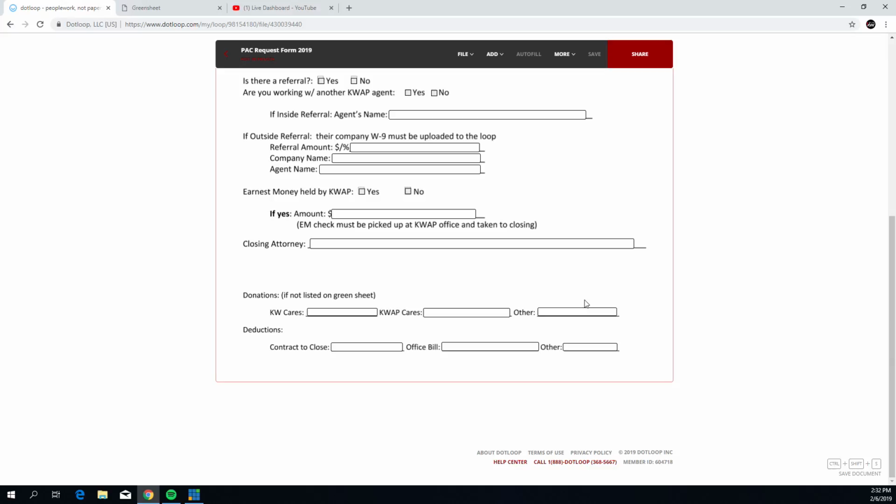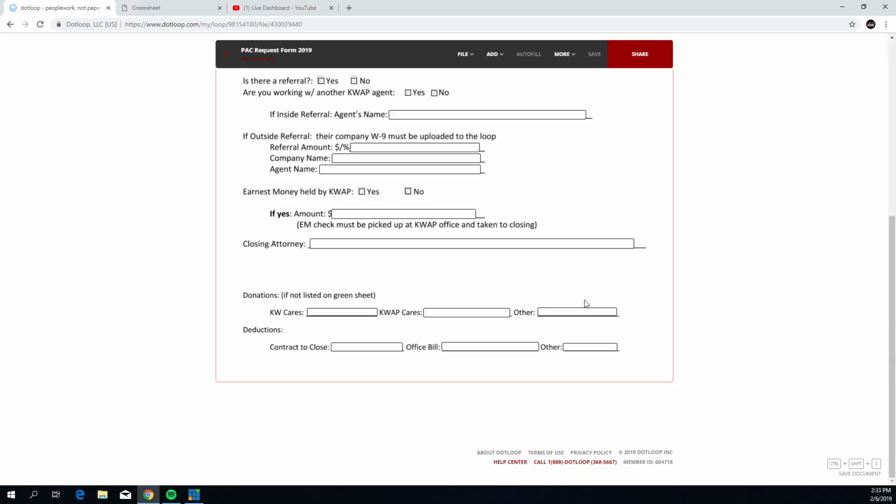So you do that, it goes in, they look in the loop, they find the ALTA, and they cut you your direct deposit check. Most people, I think, are getting direct deposit. If not, they'll just cut you a final check.